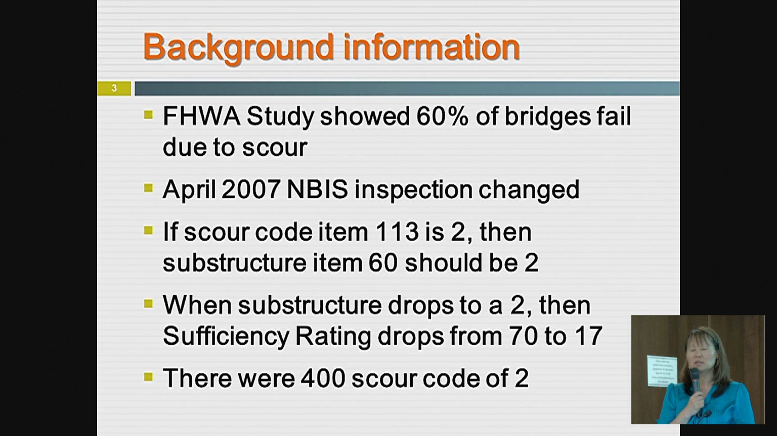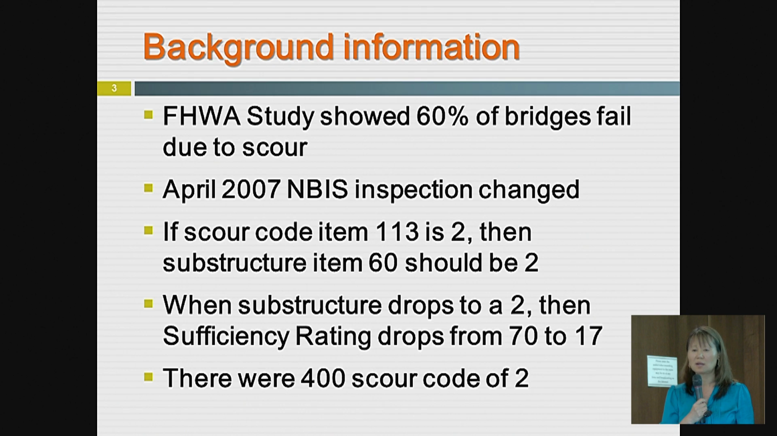The reason we're talking about it is that 60% of the time bridges fail due to scour. FHWA made a major change in April 2017. Scour was just item 113, something inspectors used to rate, but in 2017 it said if the structure's scour is 2, then the substructure must be 2. That made things change drastically.